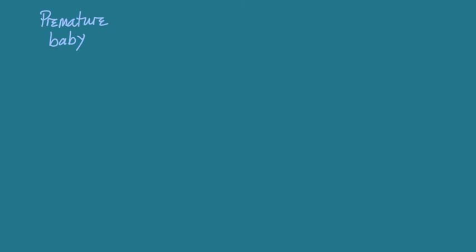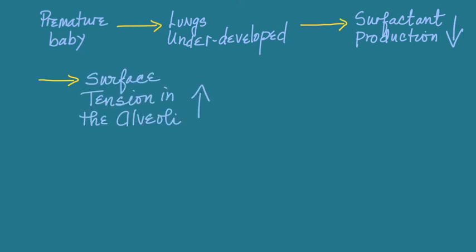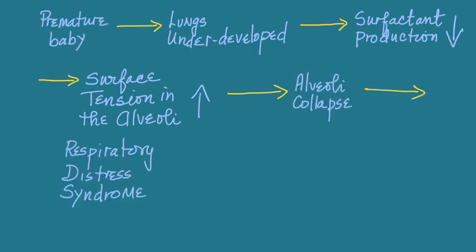So let's see how a premature baby or a neonate ends up with respiratory distress syndrome. When a baby is premature, the lungs are underdeveloped and the level of surfactant production is quite low. When there is no surfactant or very little surfactant, the surface tension in the alveoli increases, is quite high. As a result, the lungs collapse because the alveoli collapse when exhalation takes place. We call this respiratory distress syndrome.